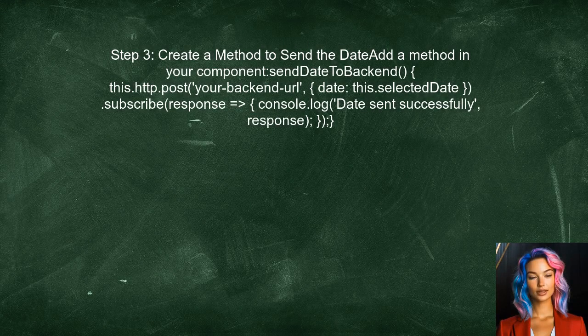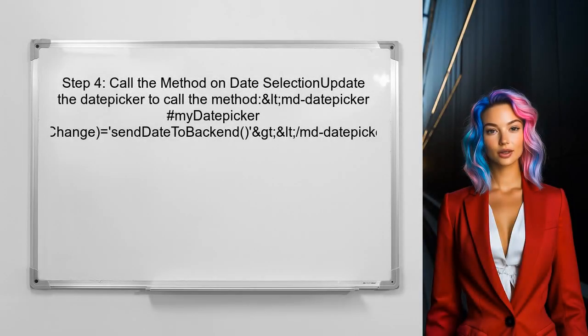Now, to send the selected date to the backend, the user can create a method in the component that triggers when the date is selected. This method can then send the date to the backend using an HTTP request. Finally, the user should ensure that the method is called whenever the date is selected. This can be done by using the Datepicker's selection change event.